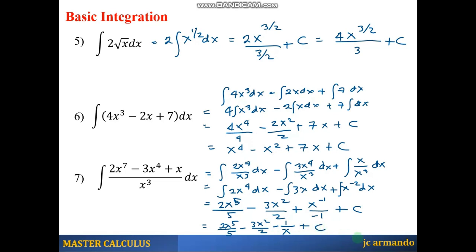Check ulit natin. So, we have 2x to the 5th over 5. That's right. 3x squared over 2. X to the negative 2 plus 1, negative 1 over negative 1 plus c. So you have 2x to the 5th over 5 minus 3x squared over 2 minus 1 over x plus c.